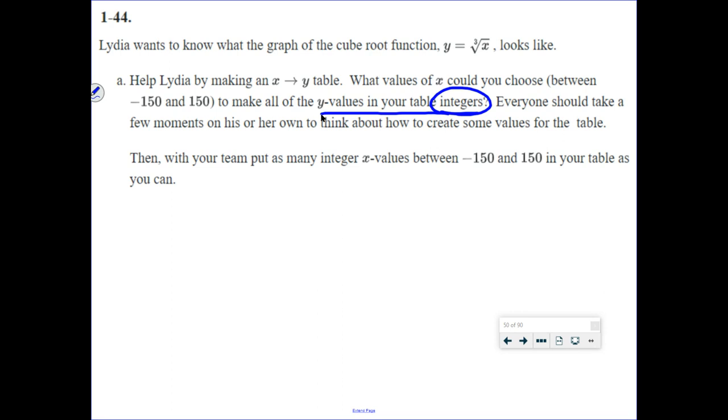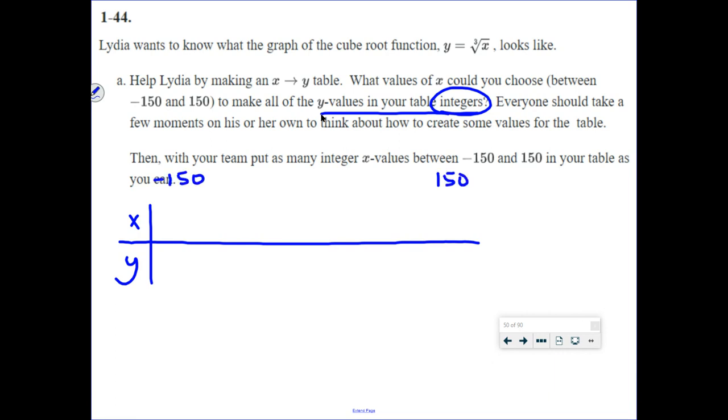Everyone should take a few moments on his or her own to think about how to create some values for the table. So we are making a table of x and y values, but the x is going to be all the way from negative 150 to positive 150. Now, of course, I'm not plugging in all the values. What I'm trying to think of is what key values might I put in this table that would work. And then with your team, put as many integer x values between negative 150 and 150 in your table as you can. So that's what I want you to think about.